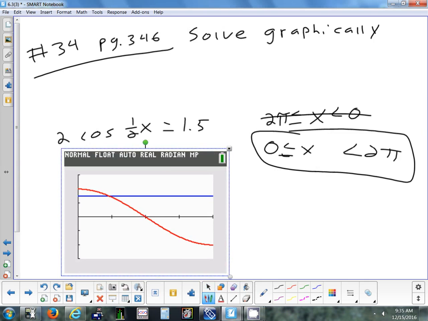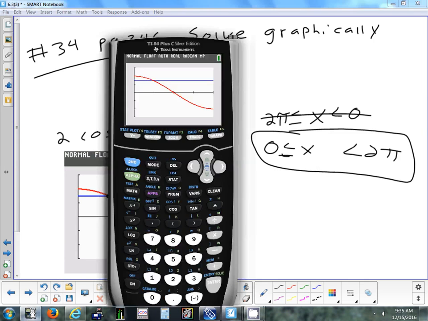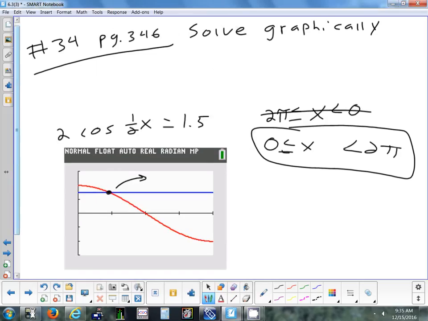So that answer right there, just calculate your intersect. All right, so we get 1.44, comma, well, 1.5. So it's, yeah, 1.44. And again, that's in radians. If you wanted to do this in degrees, you'd change your mode to degrees. That's one way to do it.